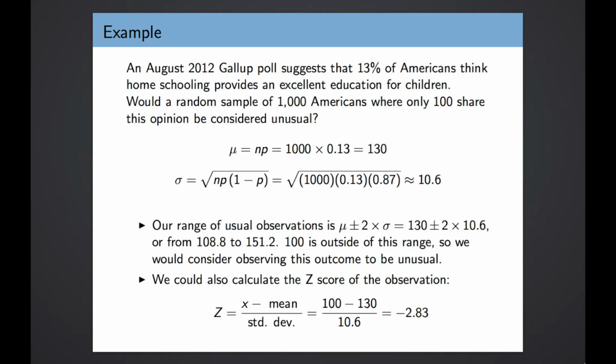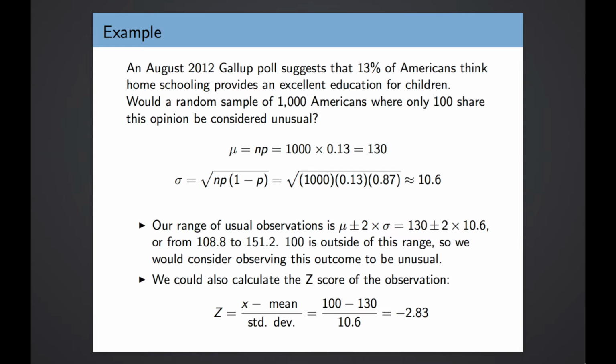If you recall from our discussion of z-scores, we said that a z-score higher than 2 or lower than -2 is something that we would consider unusual for an observation. So we could also answer this question about the Gallup poll by calculating the z-score of the observation 100.